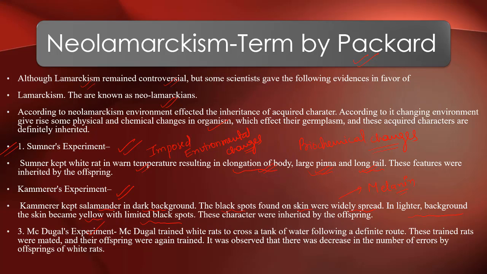McDougall's experiment: McDougall trained white rats to cross a tank of water following a definite route. These trained rats were mated and their offspring were again trained. It was observed that there was a decrease in the number of errors by the offspring of white rats.